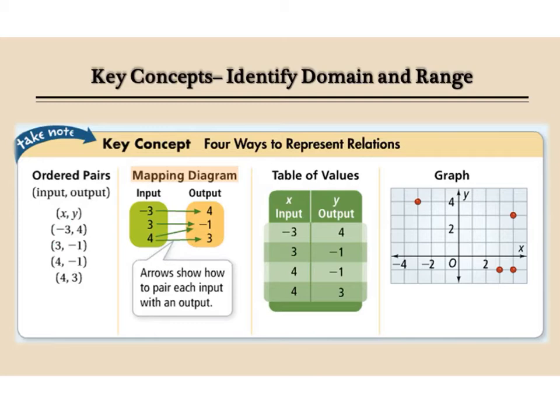You'll also have a table of values. You'll have your x, your input, and your y, output. And the final way that you'll see a relation represented is through a graph. You have your x axis and your y axis. There are your points, and that represents a relation. Those are your 4 ways to represent relations.